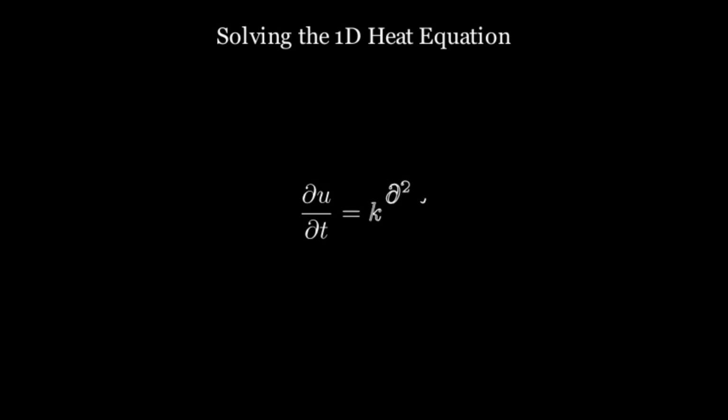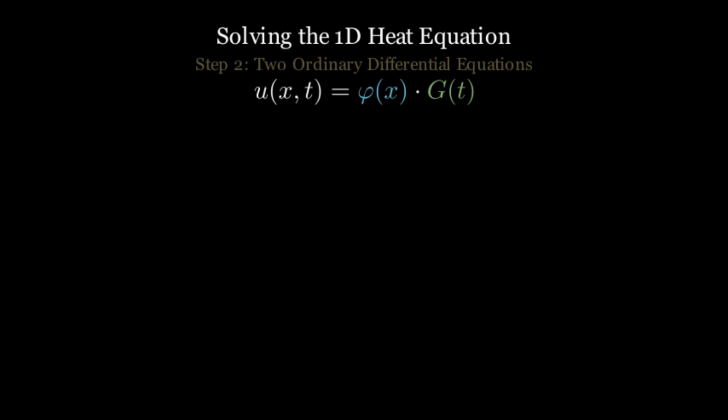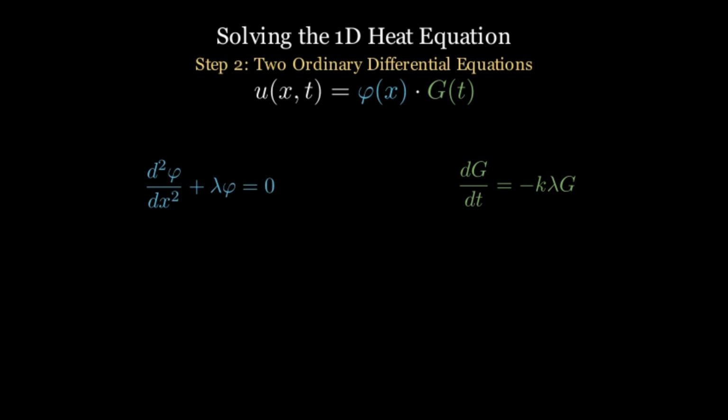To solve this PDE, we use a trick called separation of variables. We assume our temperature function can be cleanly split into a space part, phi of x, and the time part, g of t. By plugging this in, we can literally rip the equation in half. We are left with two completely separate ordinary differential equations, one for space and one for time.